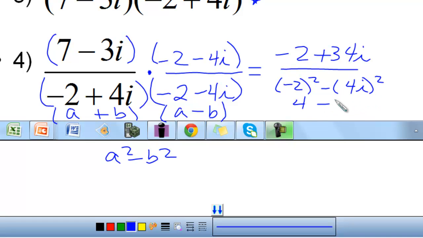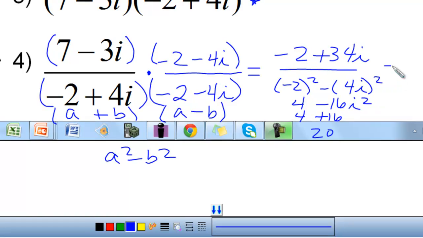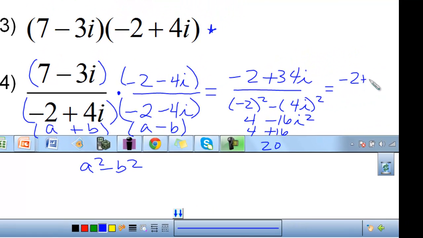4i quantity squared is going to be 16i squared. But remember, i squared becomes negative 1. So this is really like saying 4 minus 16 times negative 1, or 4 plus 16, which is 20. So if I wanted to simplify this, I end up with negative 2 plus 34i over 20.